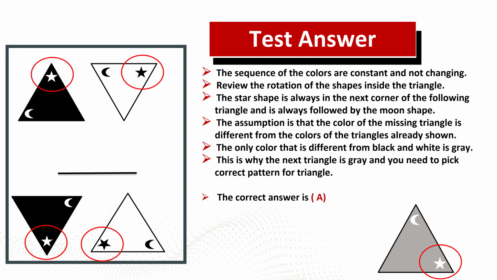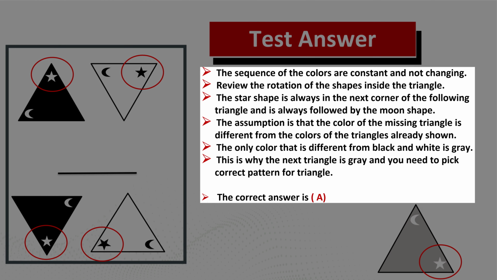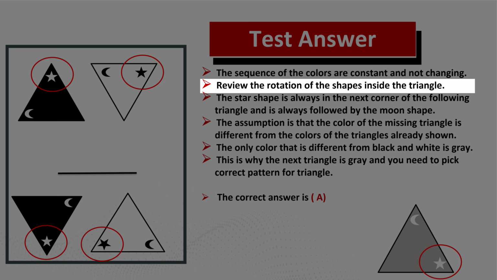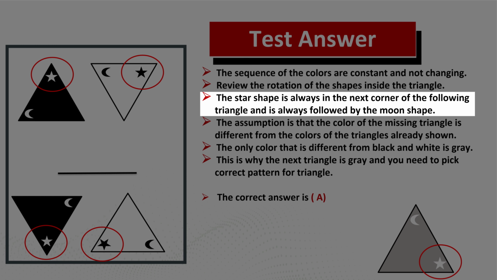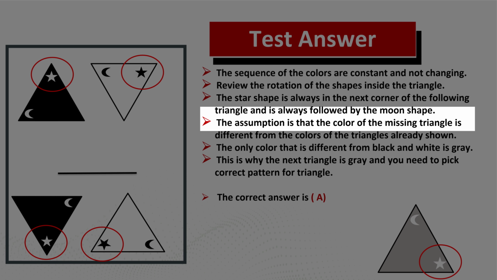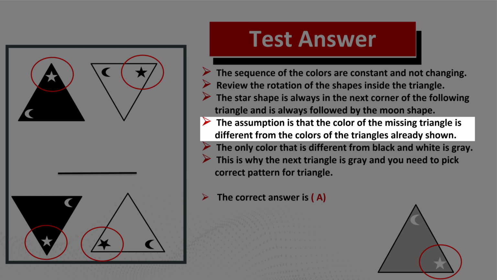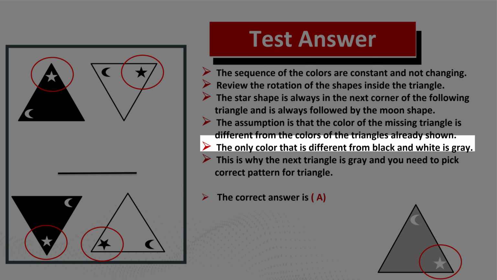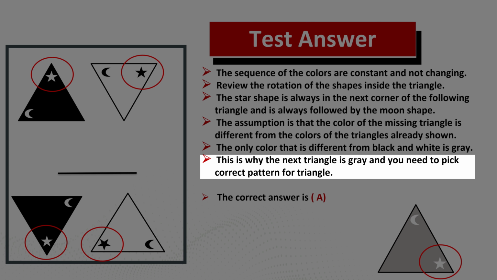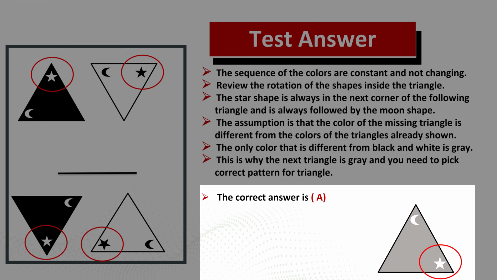We have already looked at the pattern of the colors, and the sequence of colors is constant and is not changing. And we also reviewed the rotation of the shapes inside the triangle. The star shape is always in the next corner of the following triangle and is always followed by the moon shape. The assumption here is that the color of the missing triangle is different from the colors of triangles already shown. And the only color that is different from black and white is gray. This is why the next triangle is gray, and you would need to pick the correct pattern for the triangle. So the correct choice here is choice A.